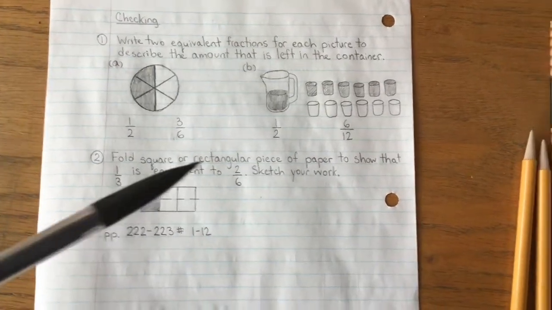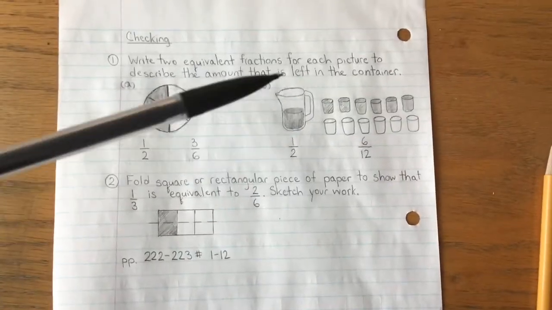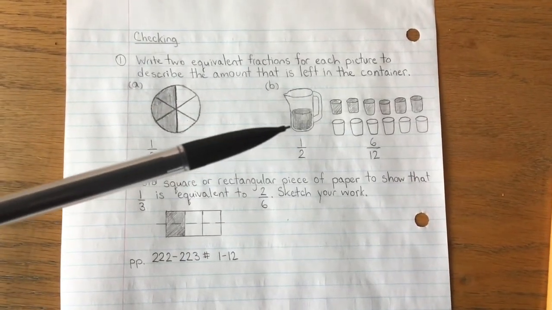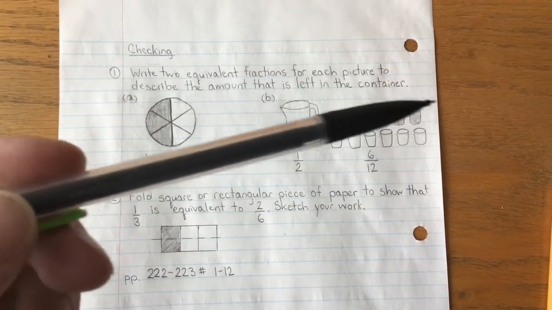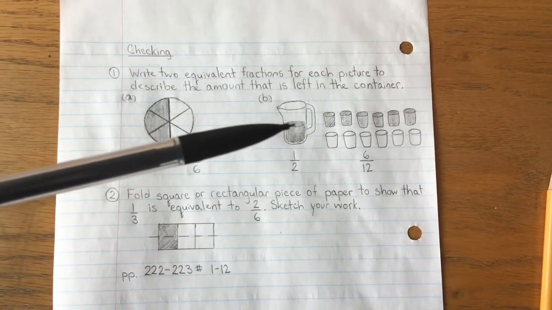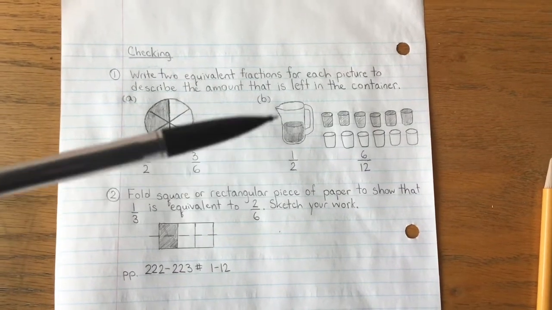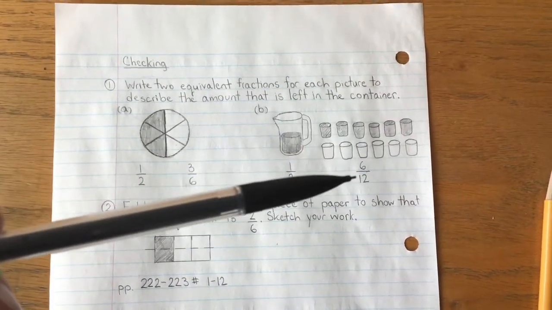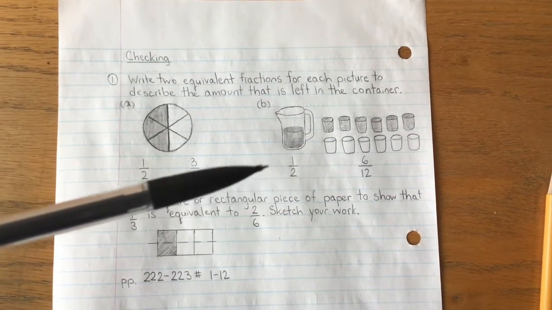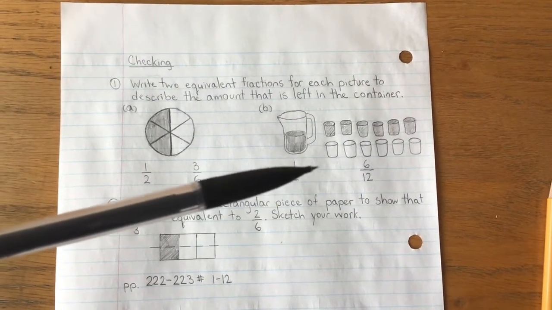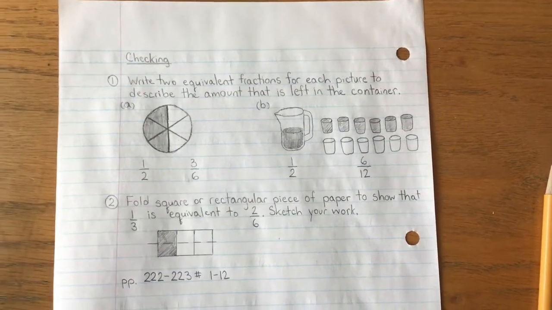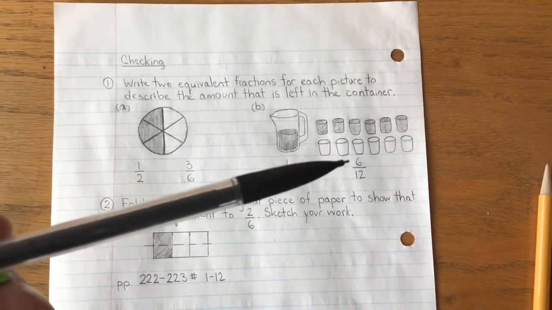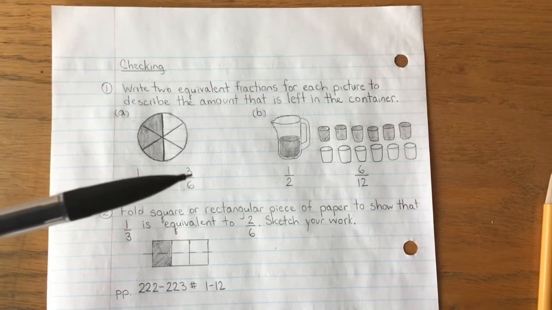For part B, it shows a jug that is half full, or a pitcher that's half full. The other half has been poured into 6 glasses. This shows that half of the jug is full. This shows that 6 out of 12 glasses have been filled. So 1/2 is equivalent to 6/12. And if you think about it, 6 is half of 12. 3 is half of 6.